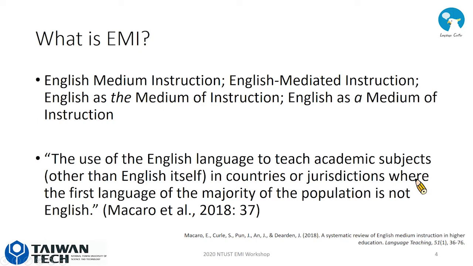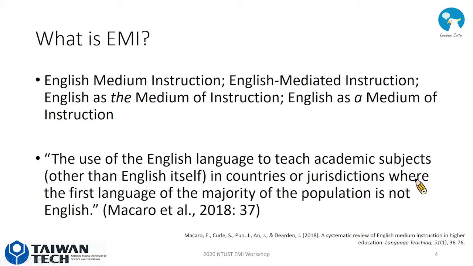I think it's quite a good definition. The use of the English language to teach academic subjects other than English itself. So in the literature, mostly it's about teaching subjects other than English itself, in countries or just jurisdictions where the first language of the majority of the population is not English. The last part is actually quite important, I think. That's what makes EMI difficult, right?